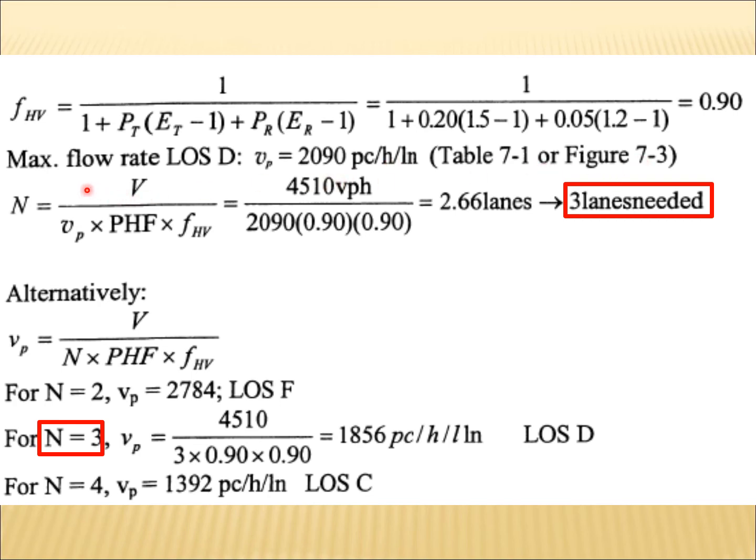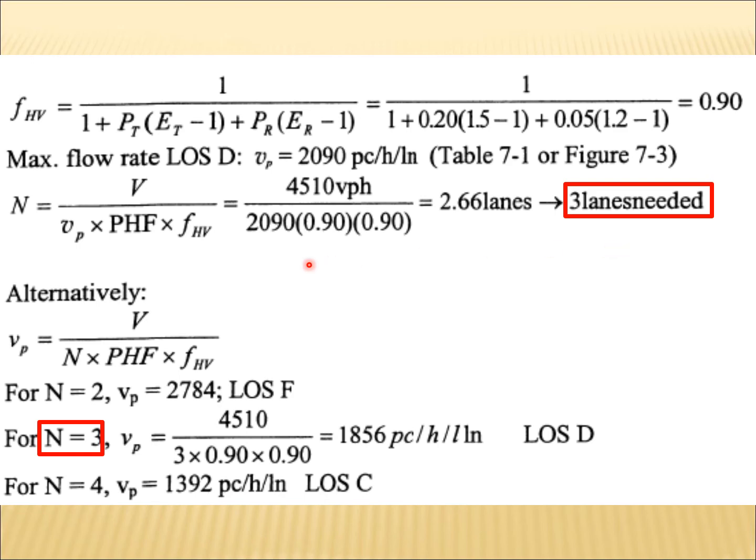And then the formula can be rearranged, and you can write that N, that is the number of lanes, is equal to V over V sub P, times PHF, the peak hour factor, times F sub HV, the heavy vehicle adjustment factor. So just plug in the values, the answer is coming 2.66 lanes, so it means 3 lanes are needed.